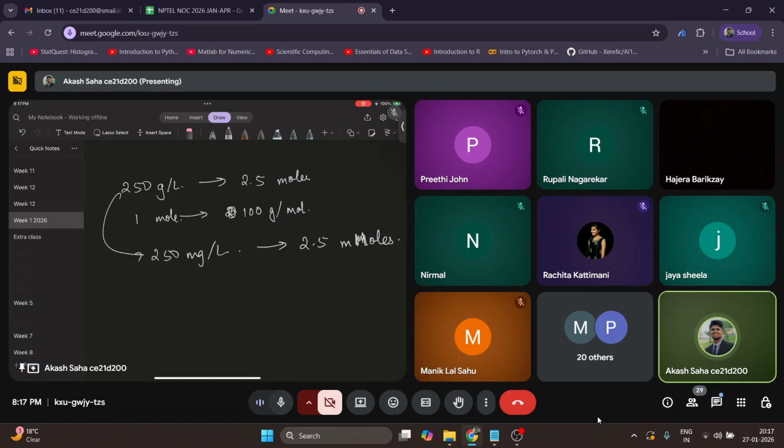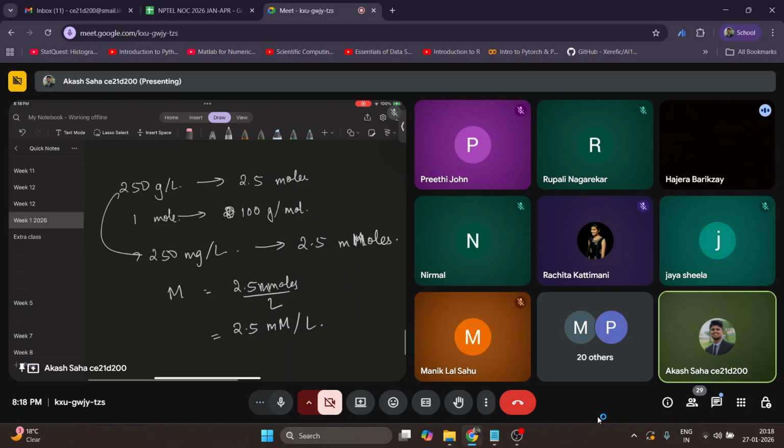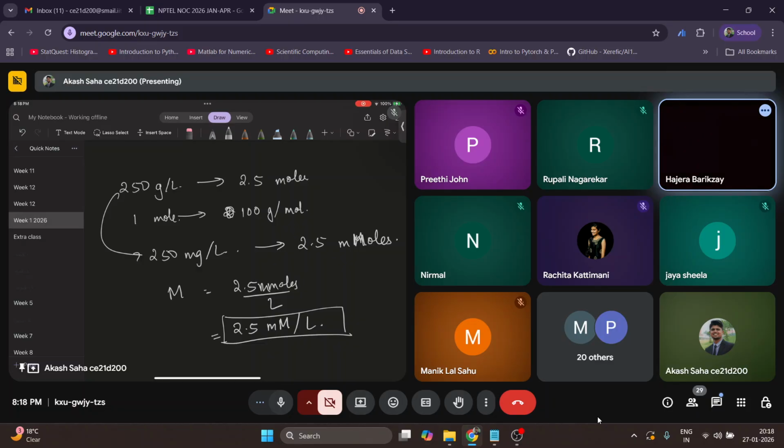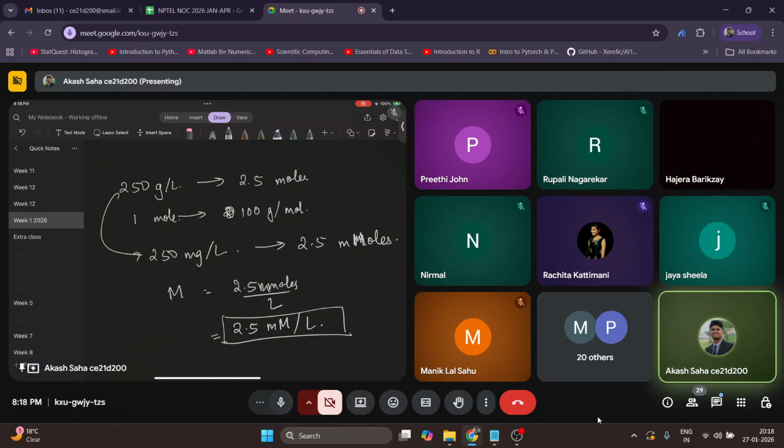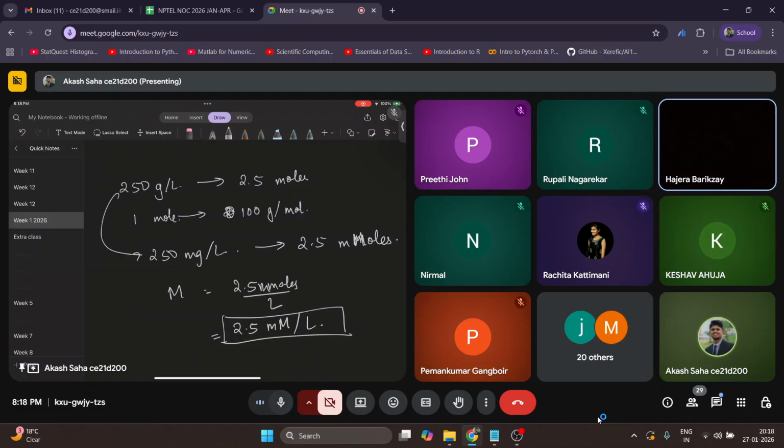Is it fine? Instead of 250 grams per liter, we have 250 milligrams per liter, so that is 2.5 millimoles. So the molarity will be 2.5 millimoles per liter. This is, I think, easier to understand. Is anyone else having any doubt? No, sir.